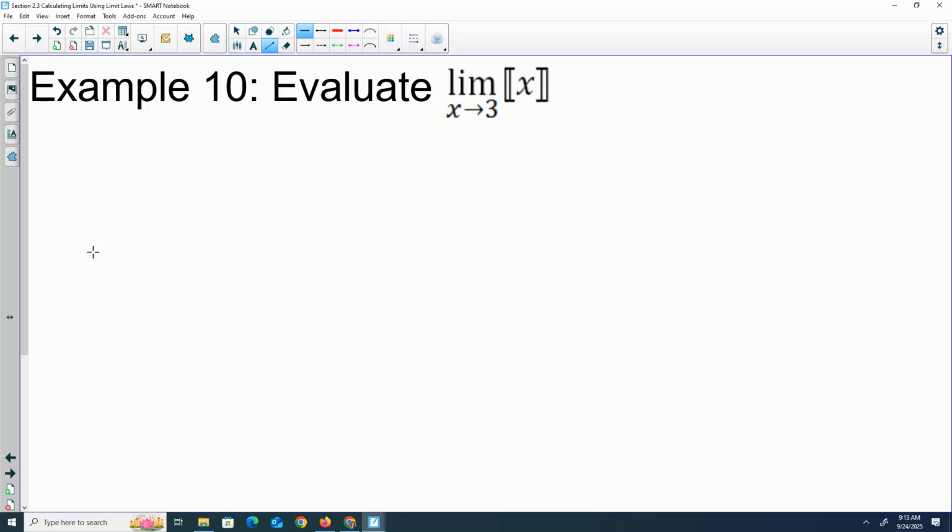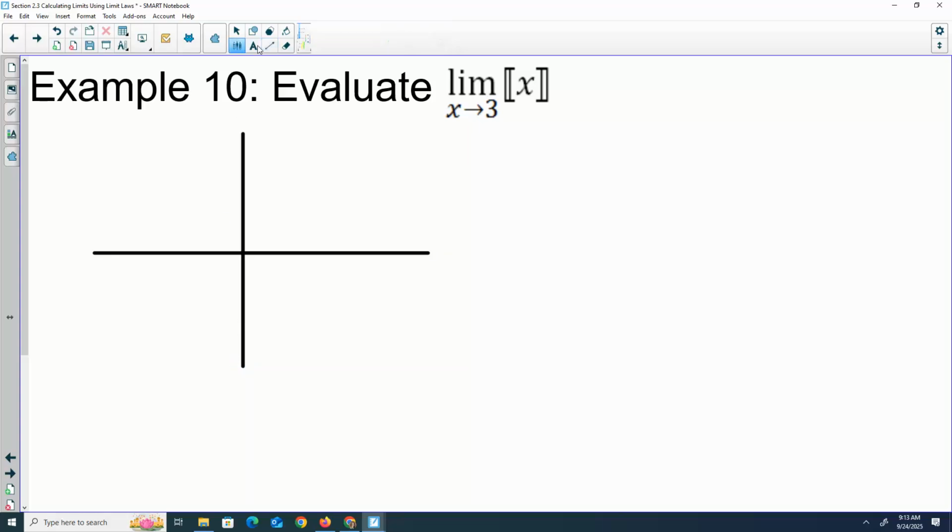Let's think about a graph. Do you guys remember what the greatest integer function looks like? You can only get out integers. So if you put in 0, 0 is an integer, you get 0 out. Okay, if you put in 1, 1 is an integer, you get out 1. But the weird thing about this graph is what happens between those.